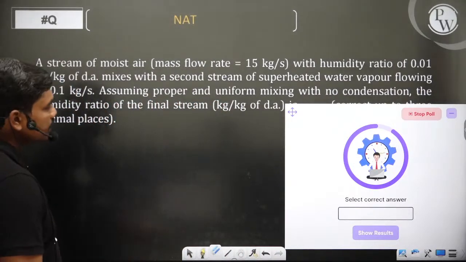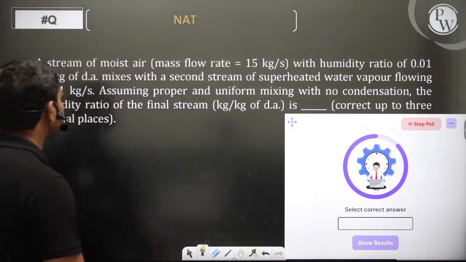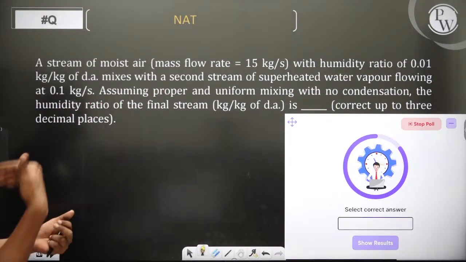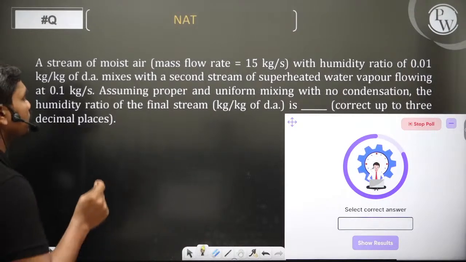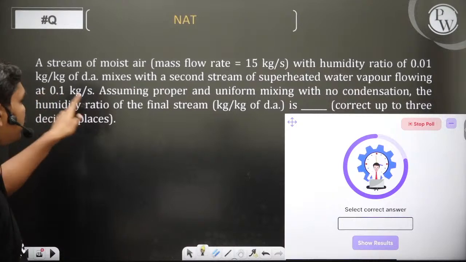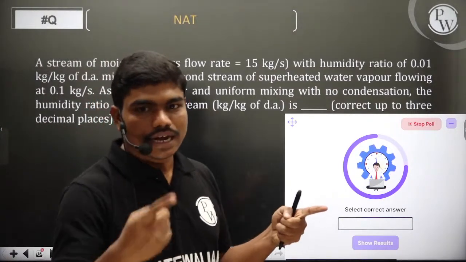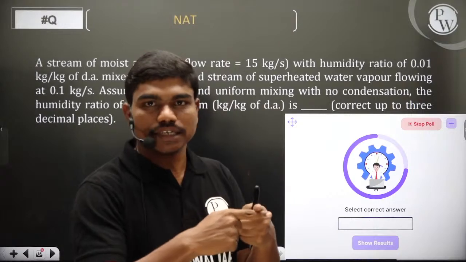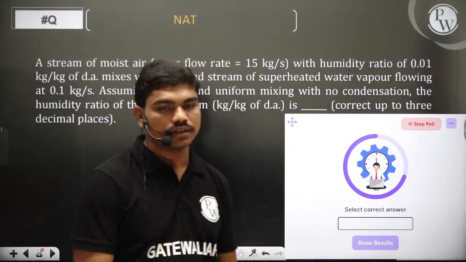A stream of moist air, mass flow rate 15 kg per second, with humidity ratio of 0.01 kg per kg of air, mixes with a second stream of superheated water vapor flowing at 0.1 kg per second. Assuming proper and uniform mixing with no condensation, the humidity ratio of the final stream is dash. So these two streams, one moist air and one water vapor, are mixing. Then what could be the conditions of the final air stream? That's the question. Come on, do this.